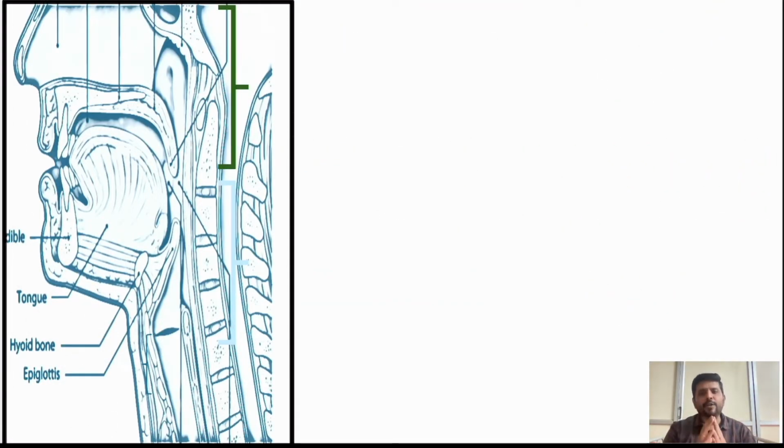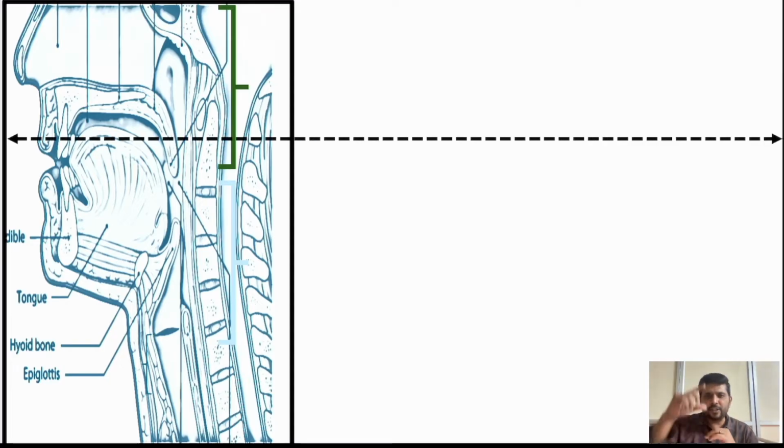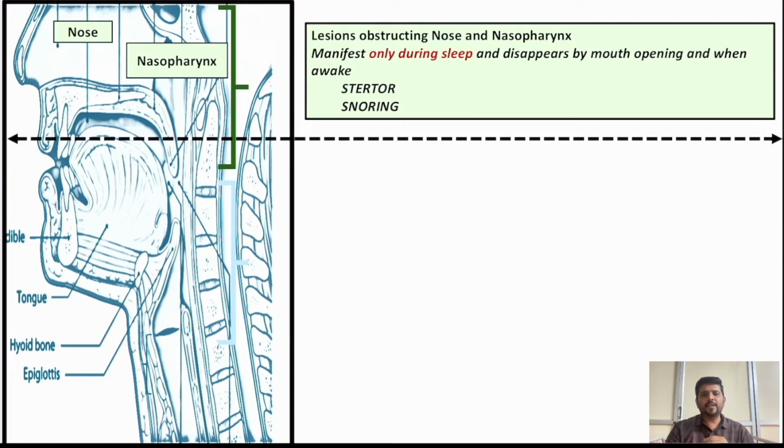The next thing that you need to know is Hollinger's law. For that, you need to draw an imaginary line at the junction of nasopharynx and oropharynx. Above this line, you have your nose and nasopharynx. Remember, any lesion obstructing the nose and nasopharynx produces two kinds of sounds, stutter and snoring. They will manifest only during sleep and disappear by mouth opening or when the child is awake. So when a mother says, my child is having noisy breathing only during sleep, it can be either stutter or snoring.